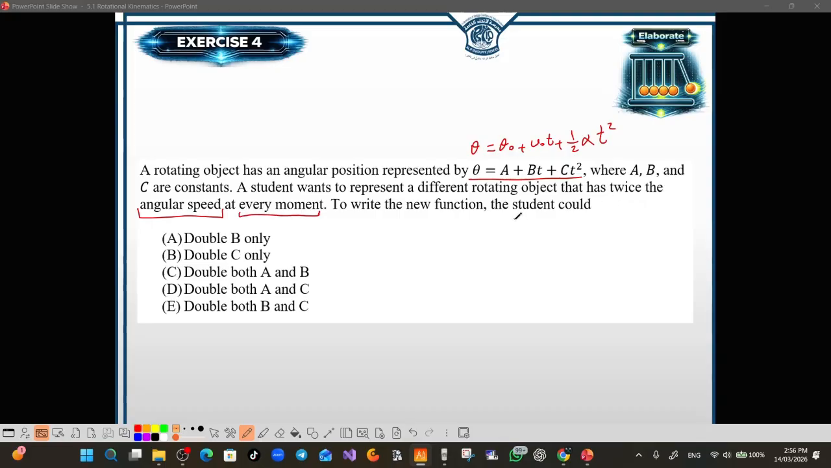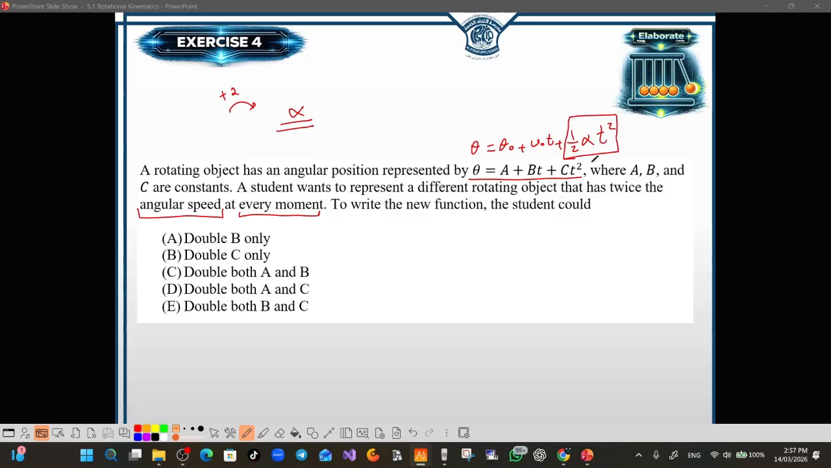What will be the change that we should make to this equation in order to represent the theta for this case? So what are the changes that we should make here to this equation? So the student can use this equation to find the theta. Now, actually here, in order to increase the speed, we need to activate the angular acceleration because we want to double the speed every moment. So every time the speed will increase by 2. So we need to change the alpha. And the alpha actually appears in the third term, the quadratic one.